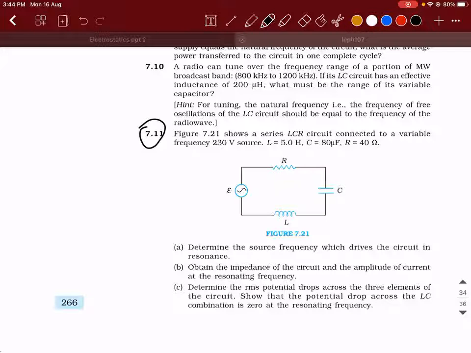Eleventh. The figure shows an LCR circuit connected to a variable frequency 230 volt source. L is 5 Henry, C is 80 microfarad, and R is 40 ohm. Determine the source frequency which drives the circuit in resonance.